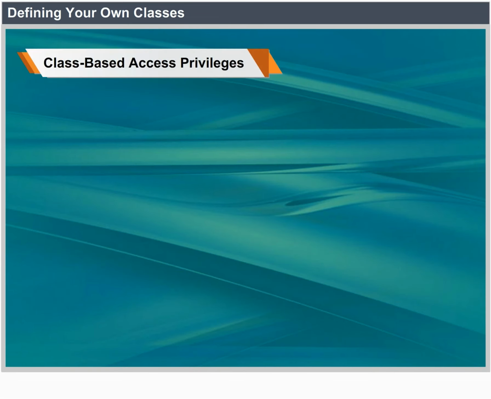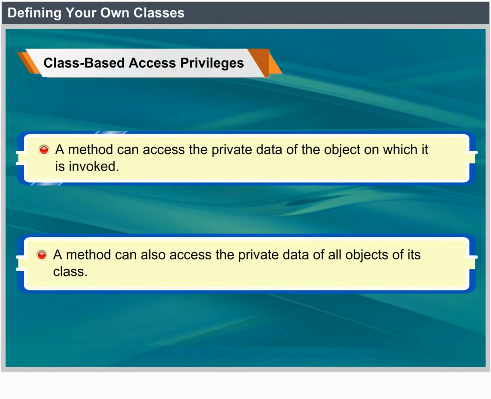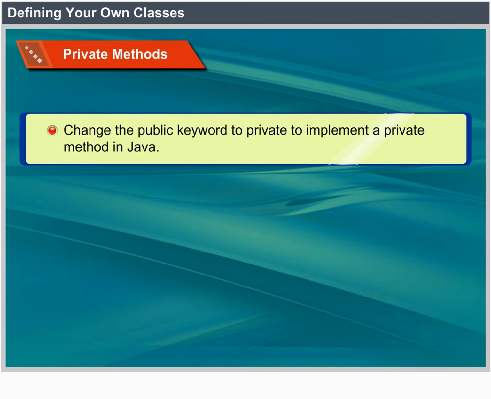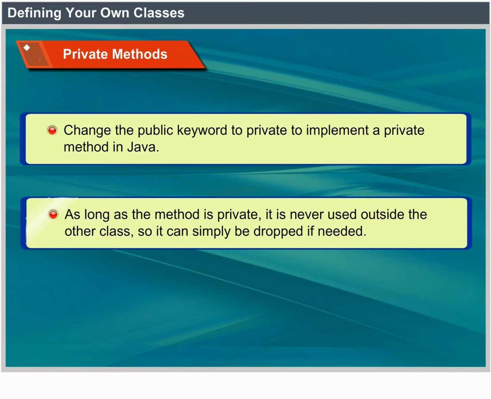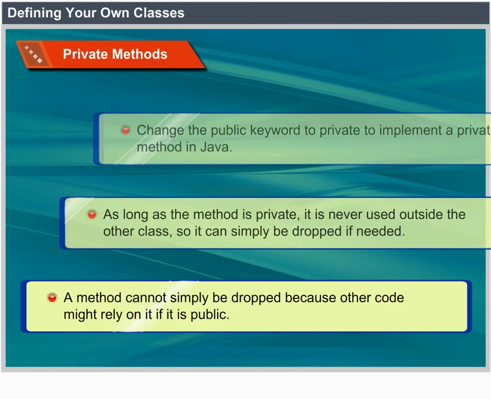Class-based access privileges. A method can access the private data of the object on which it is invoked. A method can also access the private data of all objects of its class. Private methods. Change the public keyword to private to implement a private method in Java. As long as the method is private, it is never used outside the other class, so it can simply be dropped if needed. A public method cannot simply be dropped because other code might rely on it.